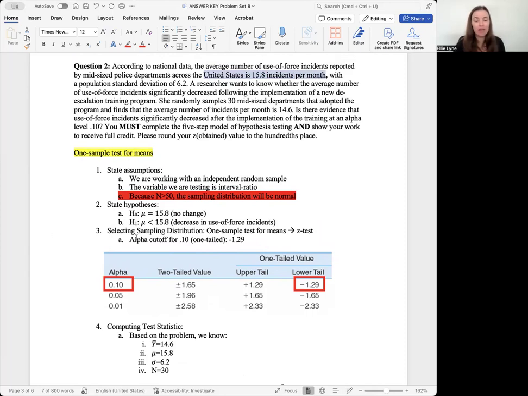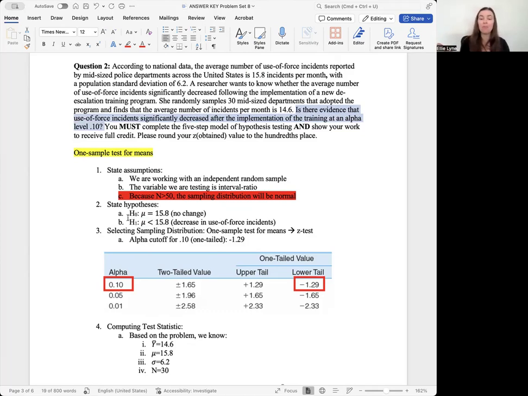And then we see that our mu symbol here is accompanied by a less than symbol. Let's take a look at the reason why. This is different from what we saw in question number 1 because we were only interested in whether or not it was different, right? So we had the not equal to sign here. But in this case, the researcher wanted to know if there was enough evidence that the use of force incidents significantly decreased after the implementation of the training at an alpha level of 0.1. Because of that, our symbol here changes, and this is our alternative hypothesis again.